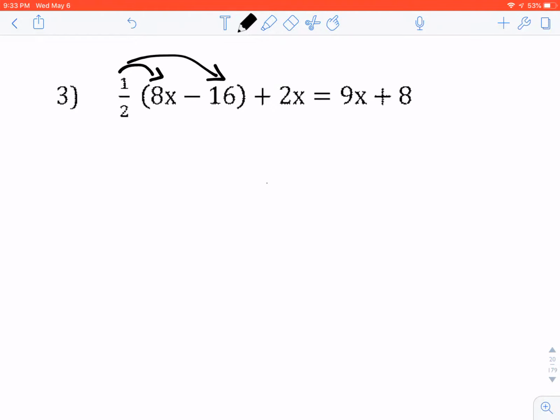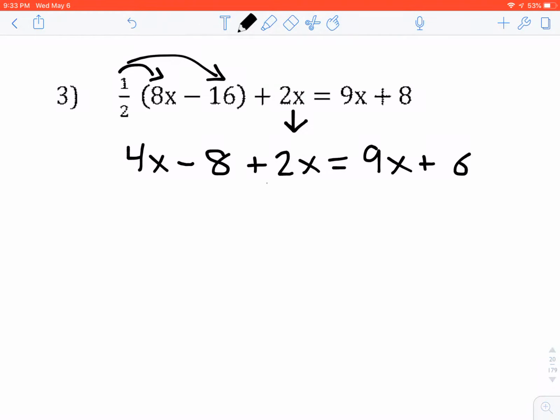So this 1/2 is going to get multiplied by the 8x and the negative 16. The 2x here, you're not distributing with the 1/2 because it's not inside the parentheses. So remember, you slide that down. 1/2 times 8x is 4x. 1/2 times 16 is minus 8. So again, drop down your 2x, rewrite your 9x plus 8.